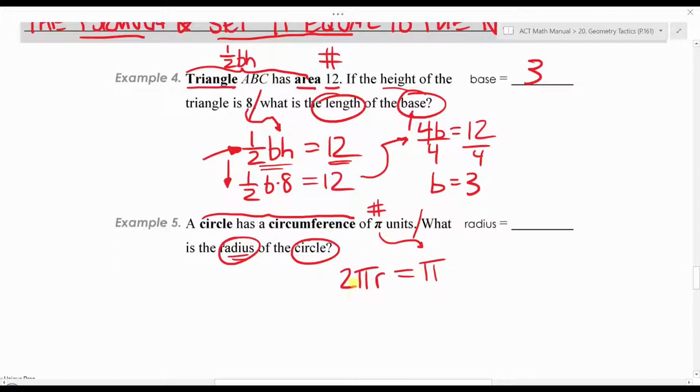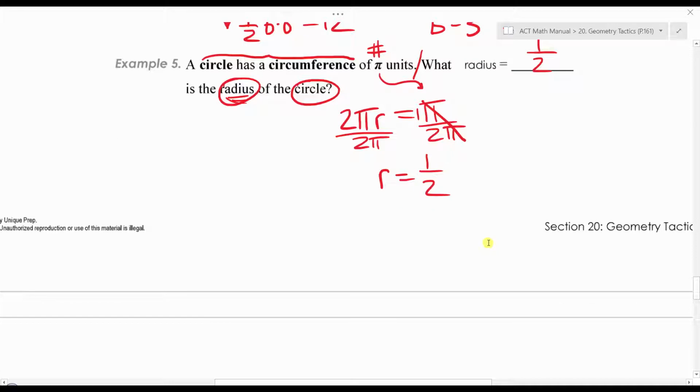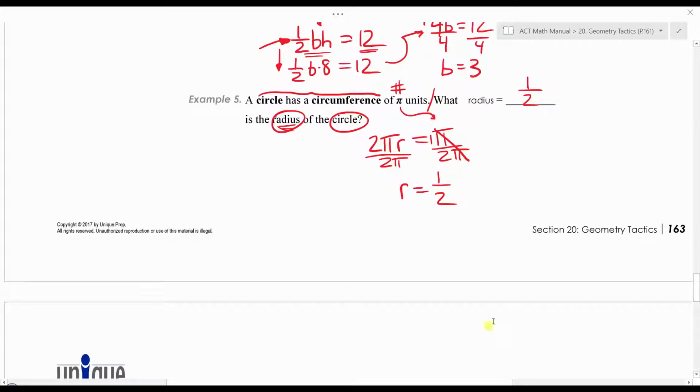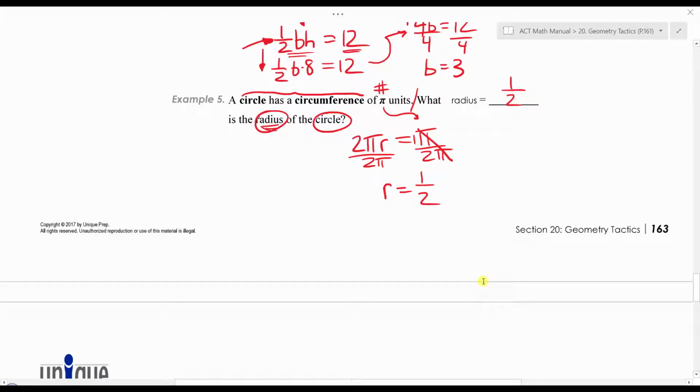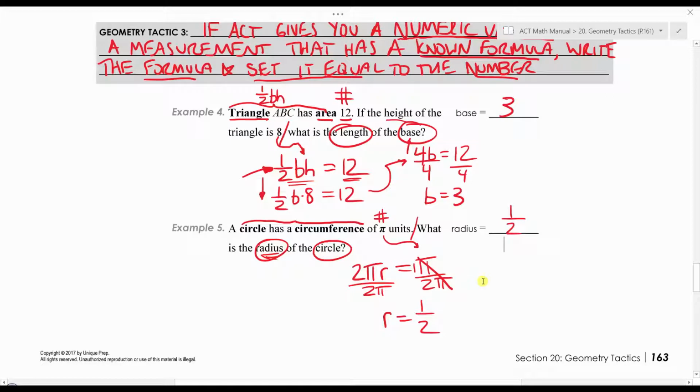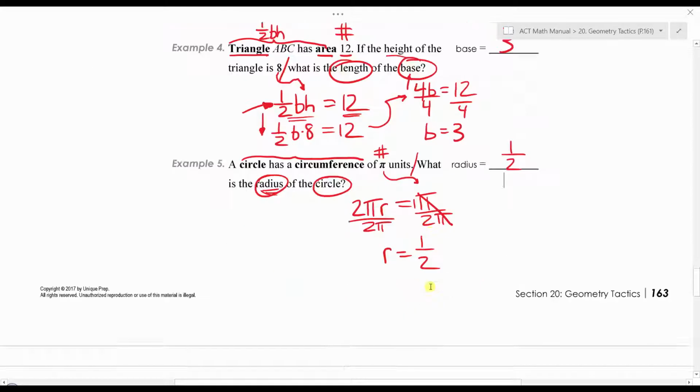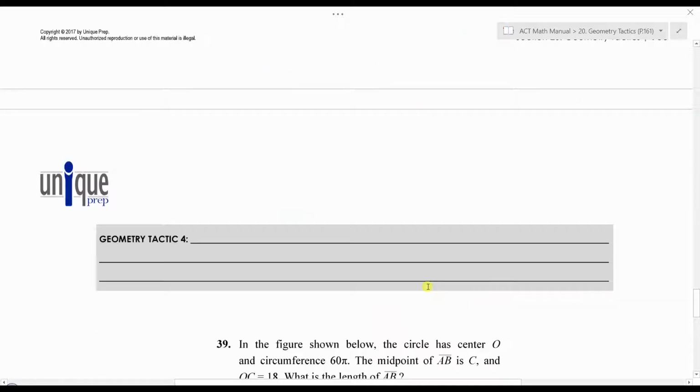I am then going to start cleaning this up. I want to solve for radius, so I'm going to do this in one step. I'm going to divide by 2 pi, divide by 2 pi, so I get r equals. These 2 pi's cancel. I'm left with just a 1 in the numerator, so my radius is 1/2. That is what they were asking for, the radius. So again, if ACT gives you a numeric value and you know the formula that corresponds to that numeric value, you're going to want to write down the formula, set it equal to the number that is given, and then do whatever algebra you need to do to extract the unknown. In the first case here, it was the base. In the second case here, it was the radius. But whatever the unknown is, do the algebra to extract that unknown.